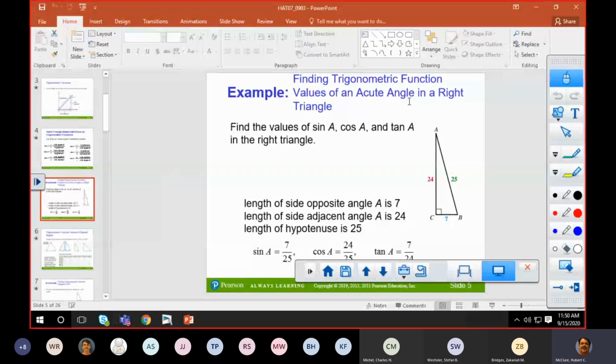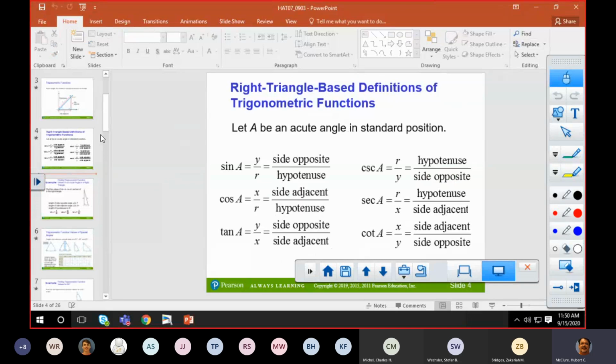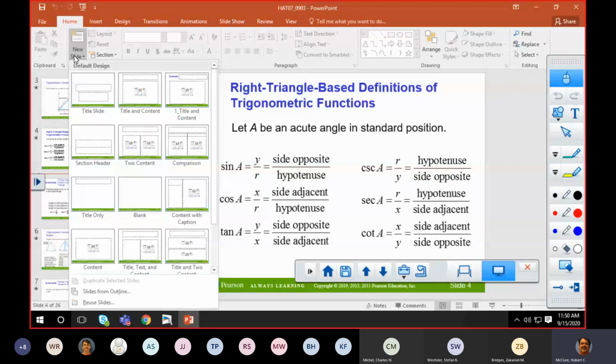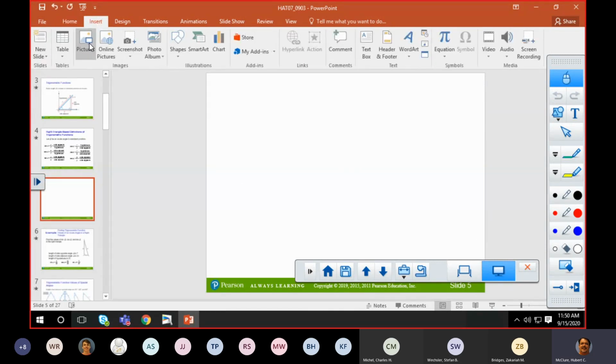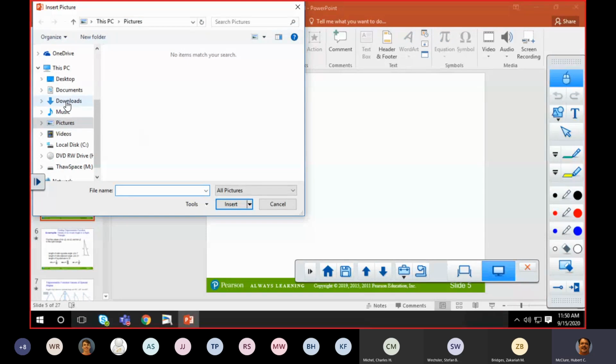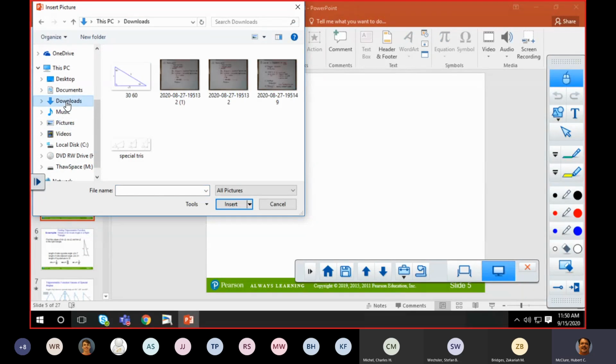And I'm going to pull up the special angles in another way. Let me go here, and I'm going to insert a new slide. And I'm just going to blank, insert picture. I'm trying to impress y'all. That's what I'm trying to do. Let's see.